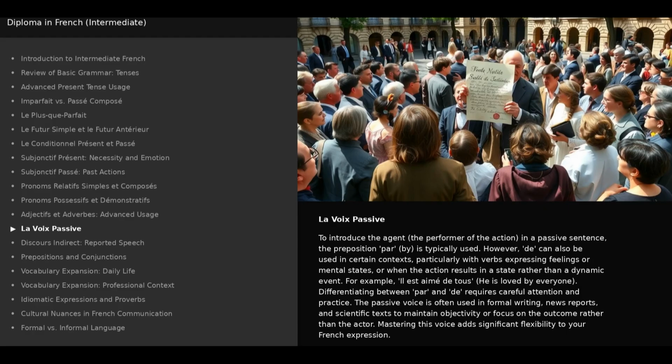The passive voice is often used in formal writing, news reports, and scientific texts to maintain objectivity or focus on the outcome, rather than the actor. Mastering this voice adds significant flexibility to your French expression.